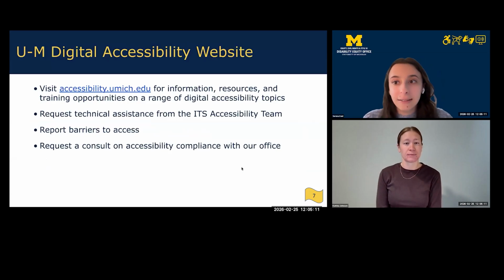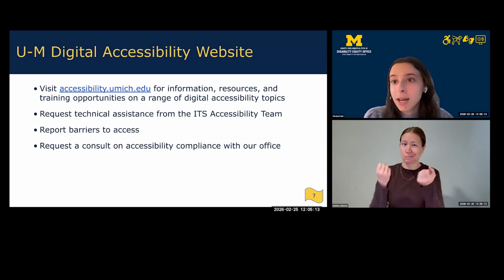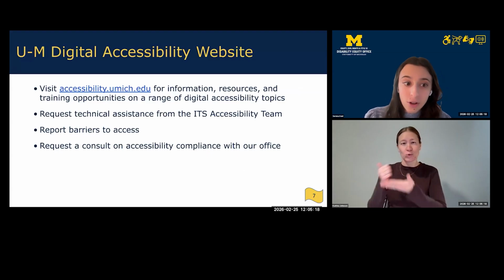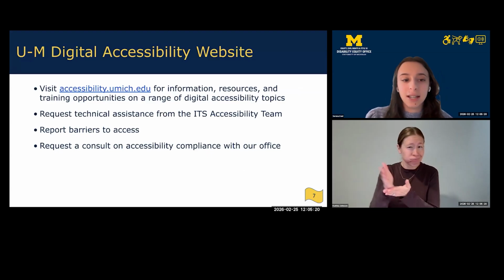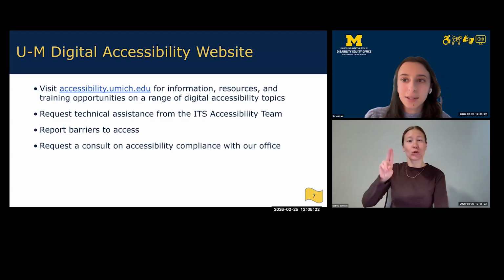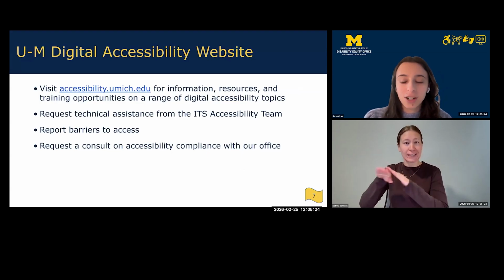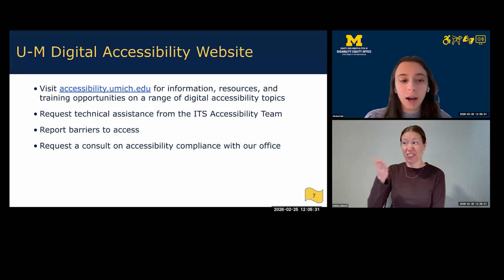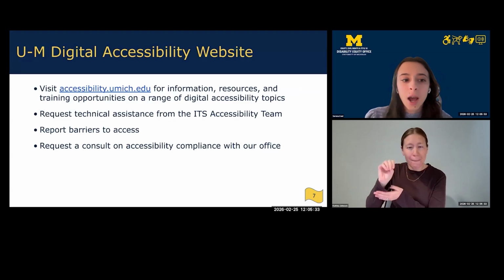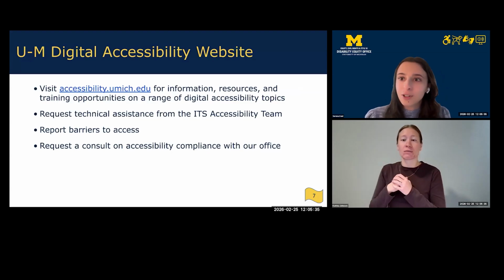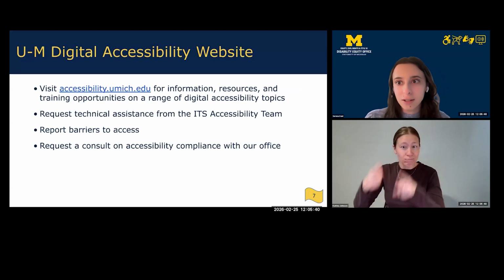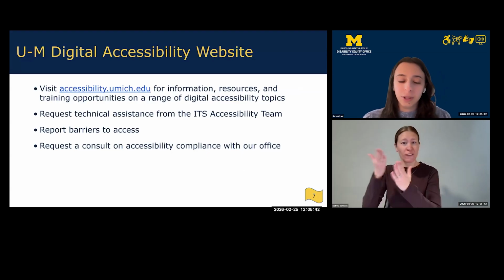We are going to cover a lot of concepts and tools today, and one resource to help you navigate this work at a high level is the U of M digital accessibility website, accessibility.umich.edu. This is the place to go if you want U of M specific information on accessibility concepts, resources, upcoming training and workshop opportunities, and tools and services that are available to help you all with this work.